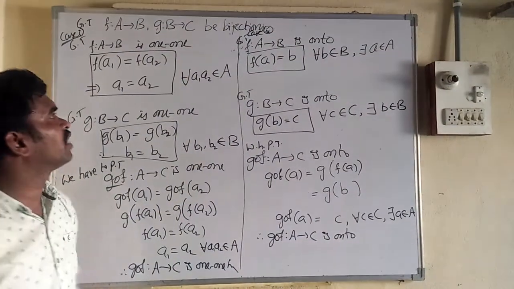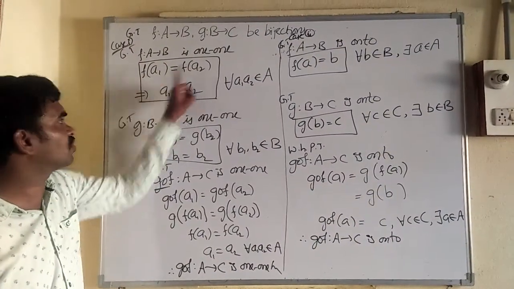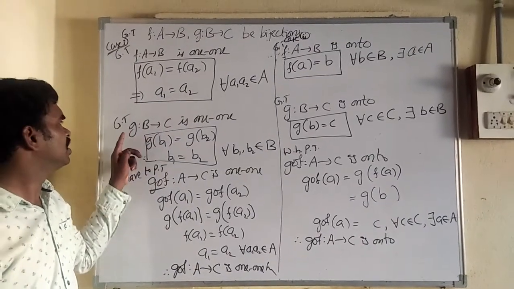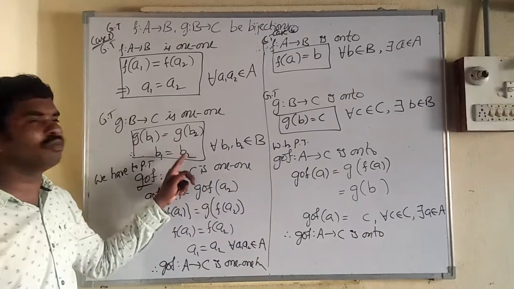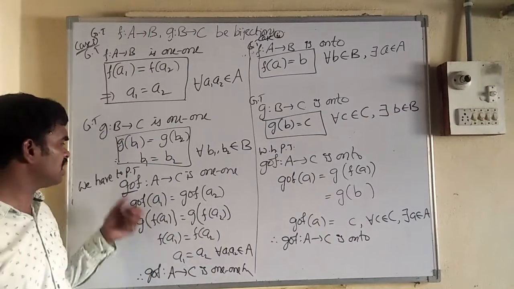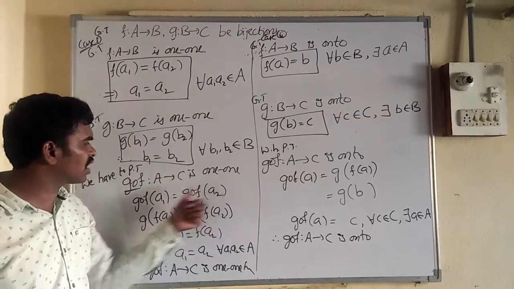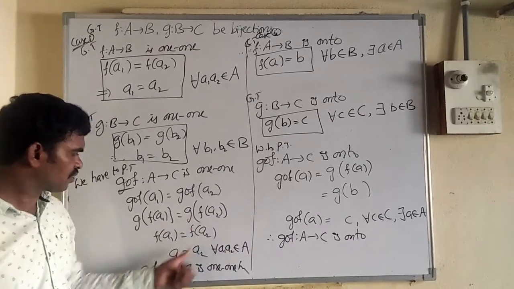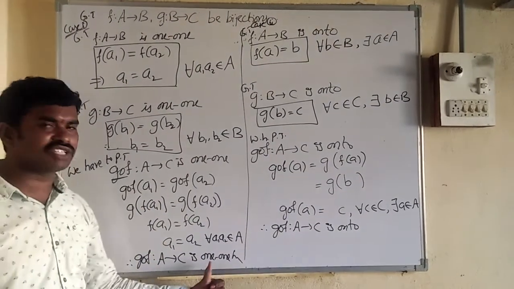Okay? Simply, since F is 1-1, by definition if F of A1 equal to F of A2, then A1 equals A2. Similarly, the definition for G: G maps from B to C and is 1-1, so if G of B1 equal to G of B2, then B1 equals B2. Using these two we have to prove this. So taking G circle F of A1 equal to G circle F of A2 and simplifying, we get A1 equal to A2. So that's why we can write G circle F from A to C is 1-1.